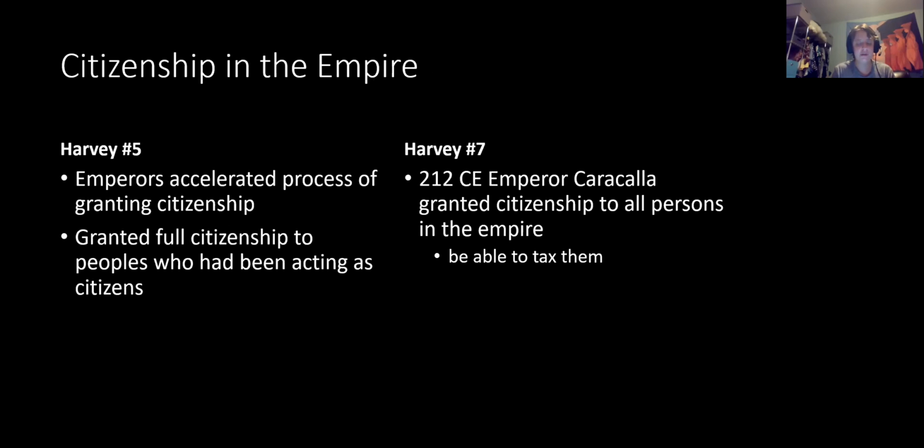Much later, in 212 CE, the Emperor Caracalla finally granted citizenship to everyone in the empire, which greatly decreased the value of being a citizen, as it nullified the status citizenship granted to individuals. Dio Cassius, the author of the first selection in Harvey number 7, suggests that Caracalla did this not out of kindness, but to be able to tax them under his new taxes he had just established that only applied to citizens.